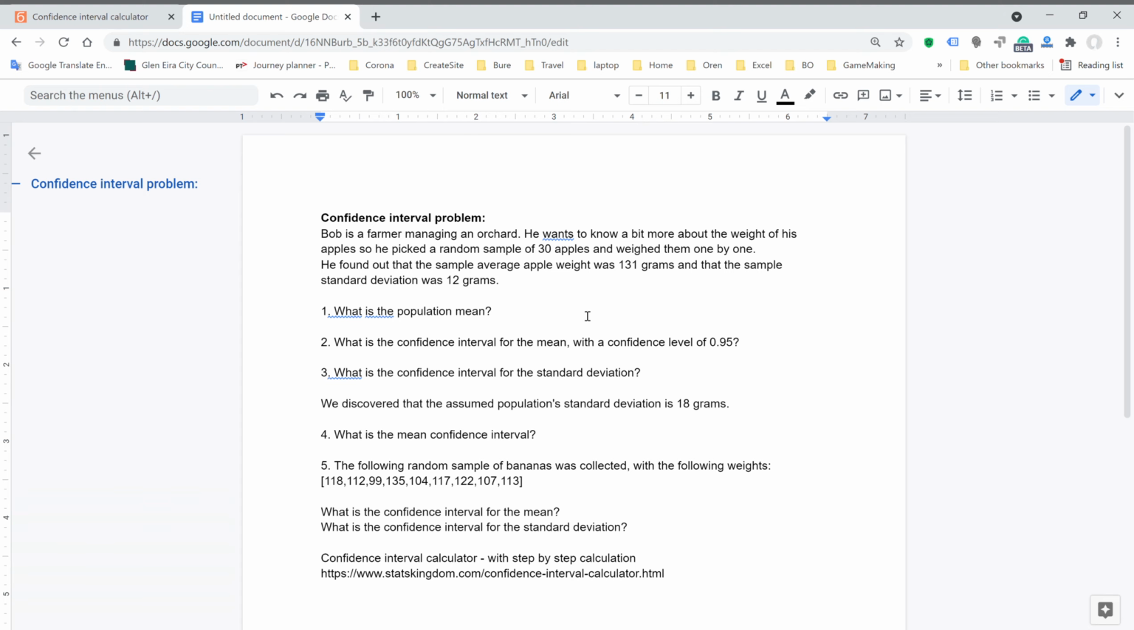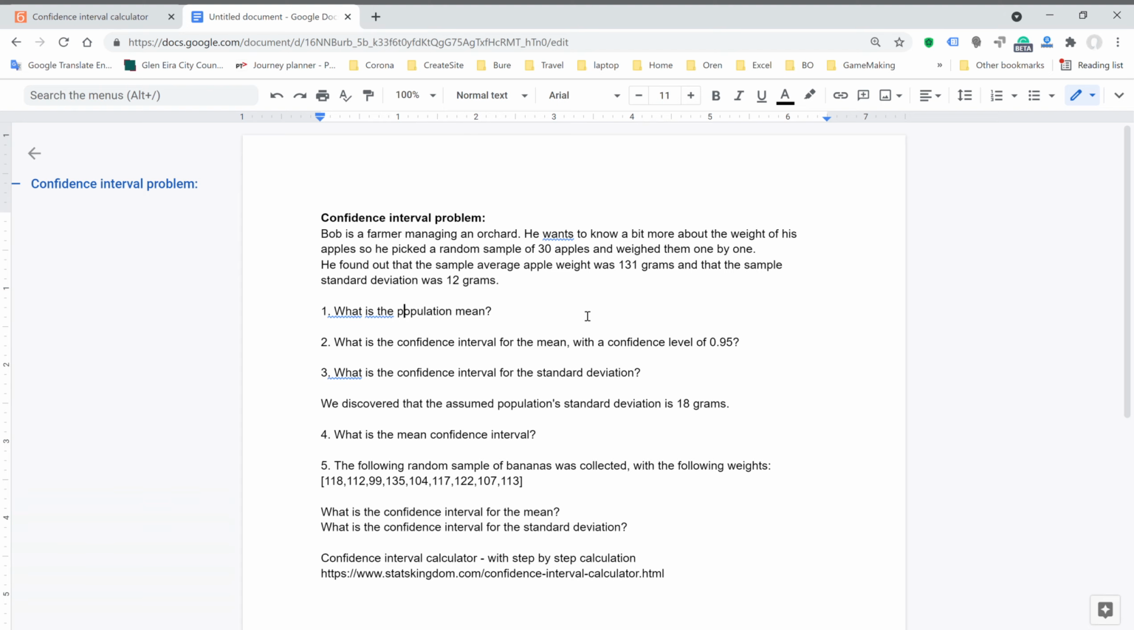In today's tutorial, we're going to have a look at how to solve confidence interval problems. Take the following scenario. Bob is a farmer, managing an orchard. He wants to know a bit more about the weight of his apples, so he picked a sample of 30 apples and weighed them one by one. He found out that the sample average apple weight was 131 grams, and that the sample standard deviation was 12 grams. So what does the population mean?